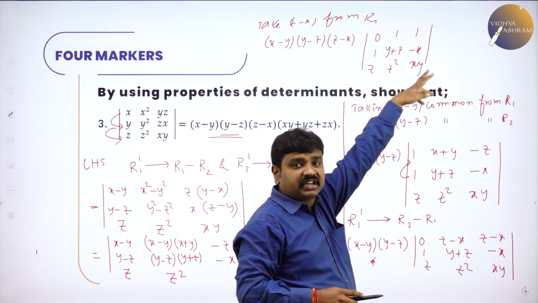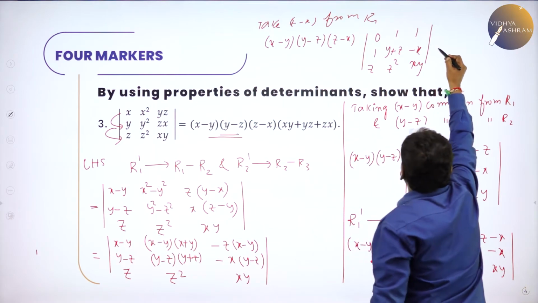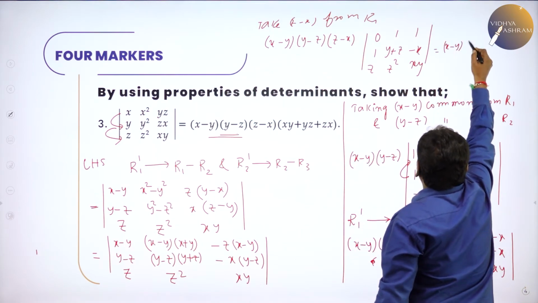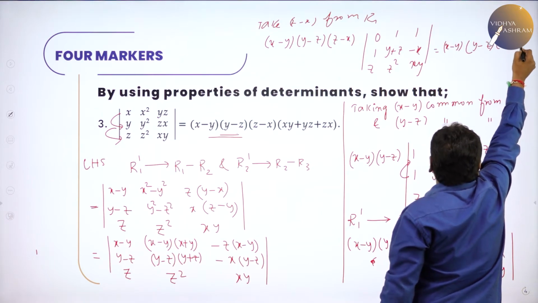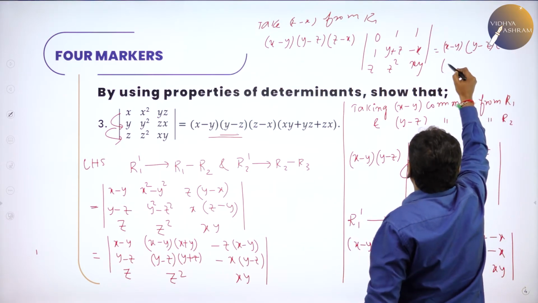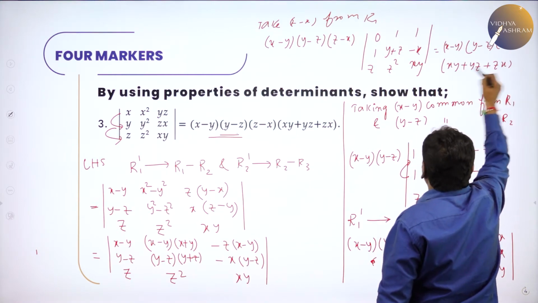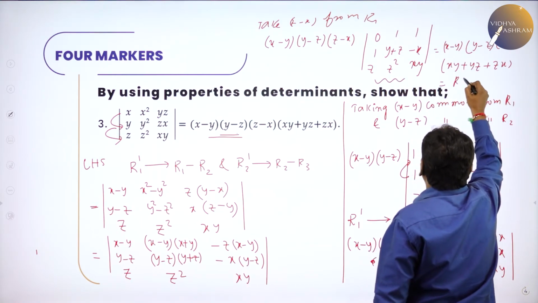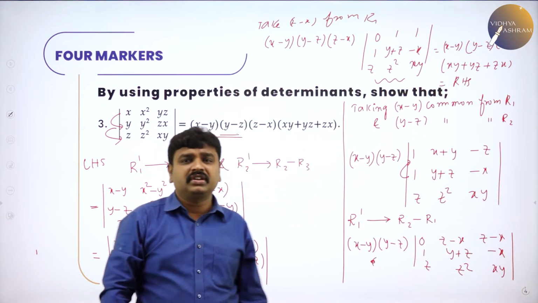You know how to expand a 3 cross 3 determinant, and usually you will get the answer. So we will get finally (x minus y)(y minus z)(z minus x) into the last term, that is xy plus yz plus zx. I am leaving this part for you to expand. So you will get the RHS. Here it is plus, minus, plus, the regular expansion you know. So expand that, that is the RHS.